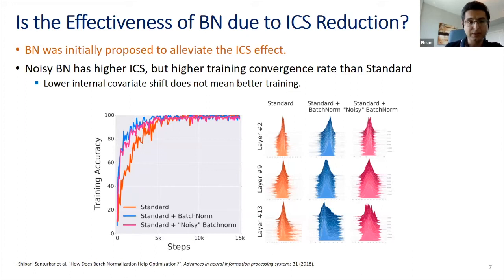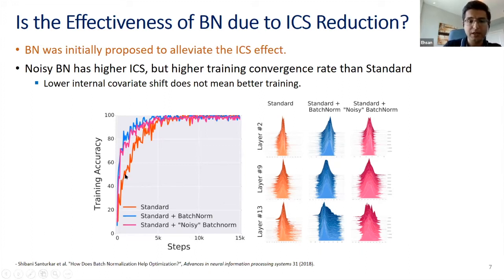What they do is add some noise to the activations that are the output of the batch norm. That method is called noisy batch norm. They show that by adding that noise, they're increasing the ICS. However, the convergence rate is not decreasing that much.